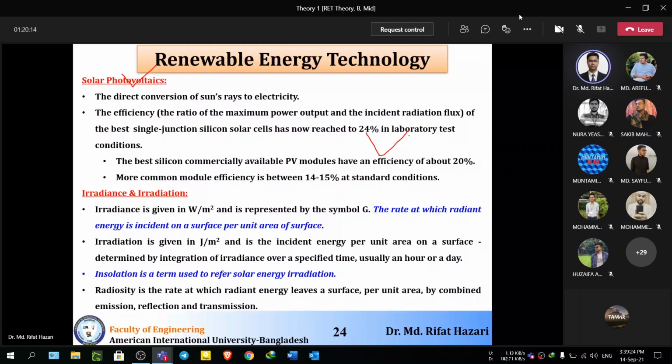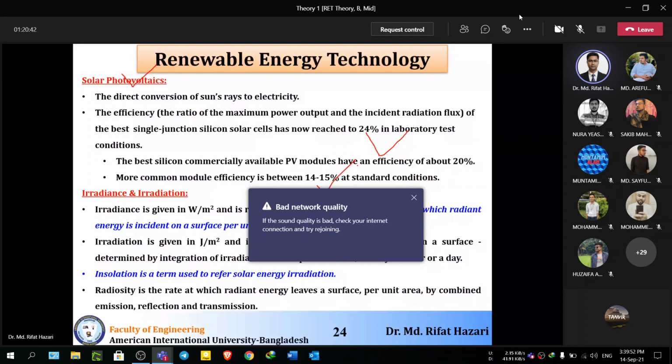Commercially available PV cells mostly have an efficiency of around 14 to 15%. And there are actually 4 definitions: one we call irradiance, another irradiation, another insolation, and another radiosity.